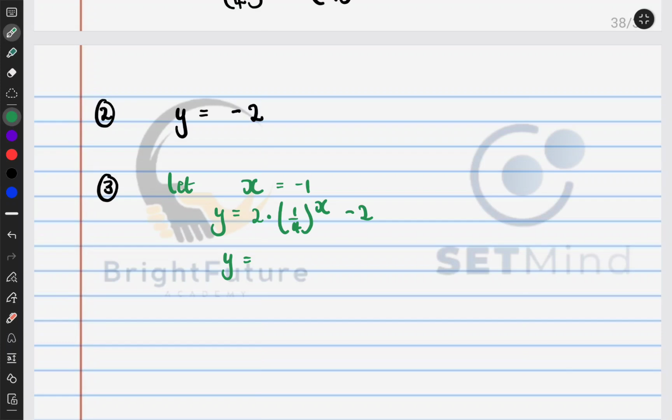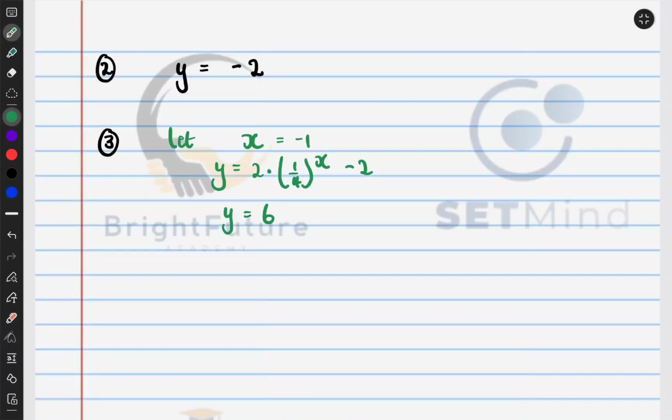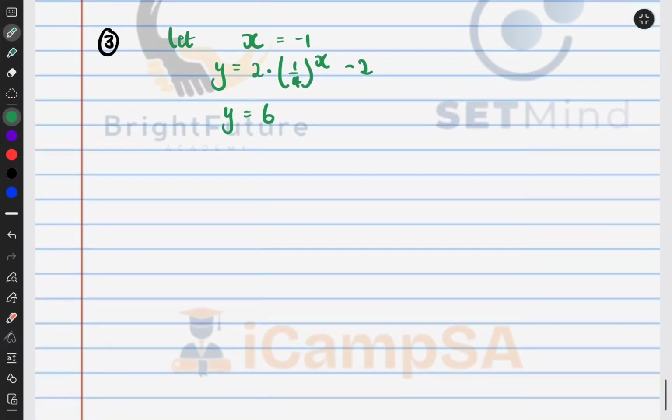2 multiplied by 1/4 to the power of -1 minus 2, and that is 6. Y is equal to 6. Okay, now let's get to sketching.